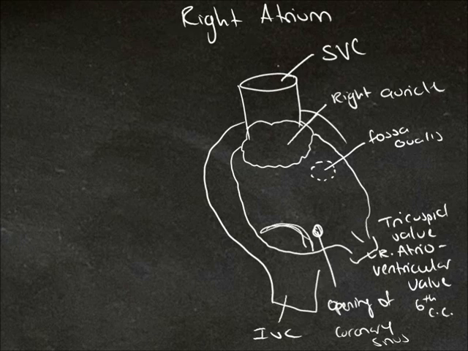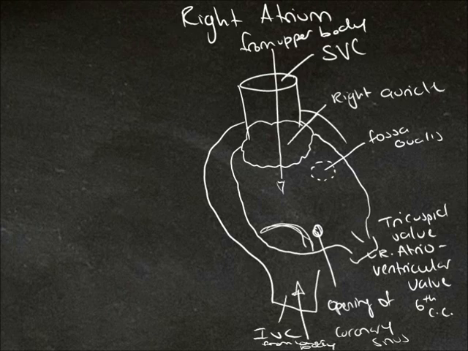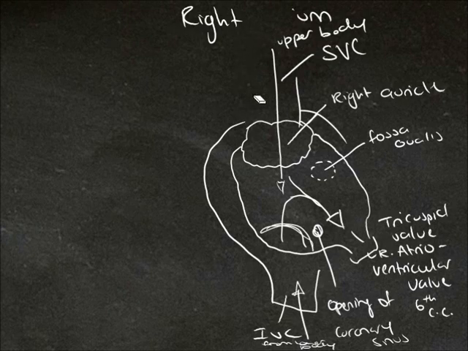So the blood comes in from the upper body, head and neck, and in this way from the lower body, and gets pumped through this valve into the right ventricle. So let's have a look at what that looks like.